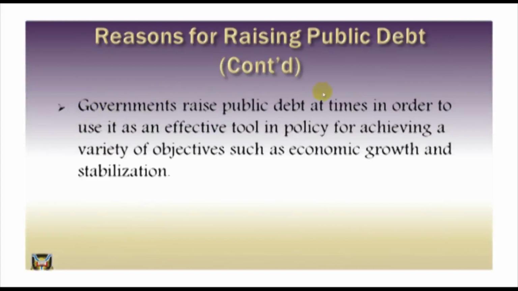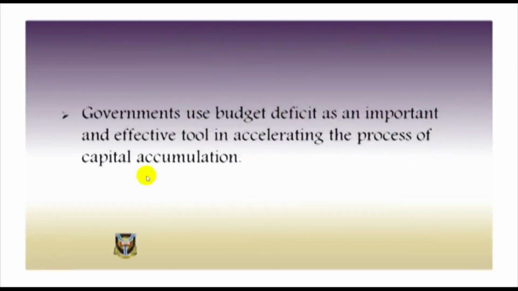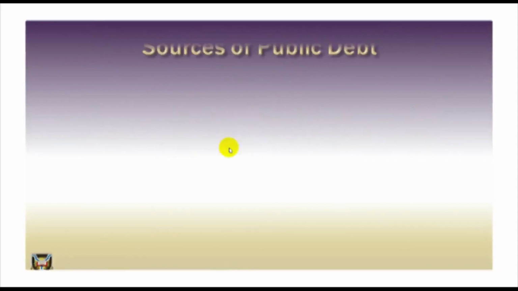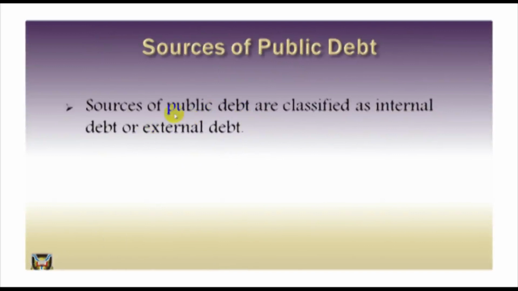3. Governments raise public debt at times in order to use it as an effective tool in policy for achieving a variety of objectives such as economic growth and stabilization. 4. Governments use budget deficit as an important and effective tool in accelerating the process of capital accumulation. This is done by borrowing and investing those funds in various projects which could yield interest or profit or dividend.